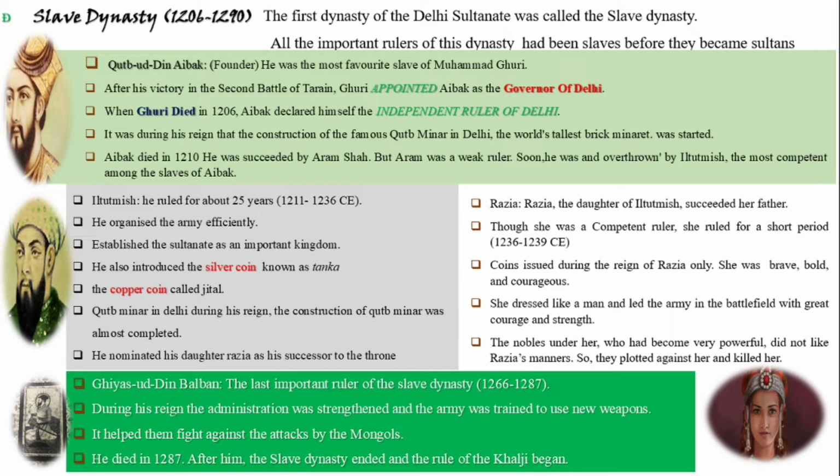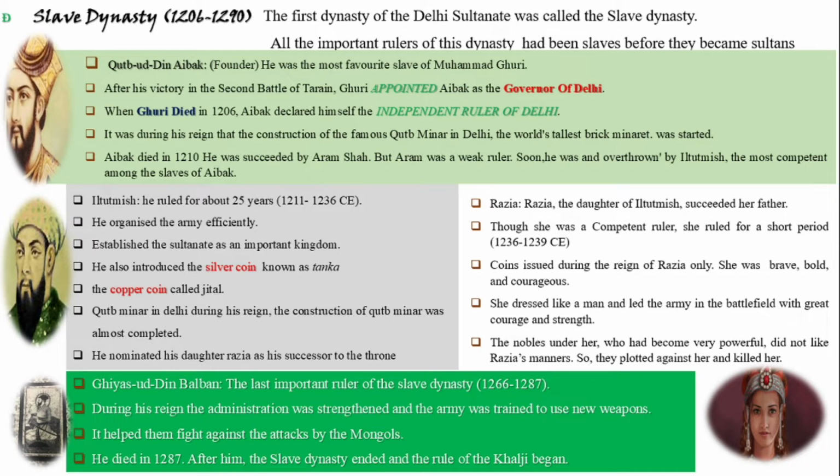During his period, he almost completed the construction of Qutub Minar in Delhi, and he nominated his daughter Razia as the successor to the throne. Razia, the daughter of Iltutmish, succeeded her father. She was a very capable ruler, and she ruled for a short period, from 1236 to 1239. Coins were issued during the reign of Razia as well. She was very bold and courageous, and even though she dressed like a man, she commanded and led the army on the battlefield with great courage and strength.